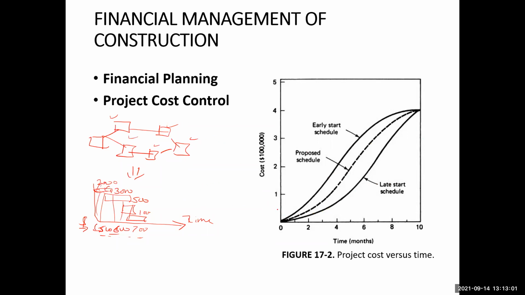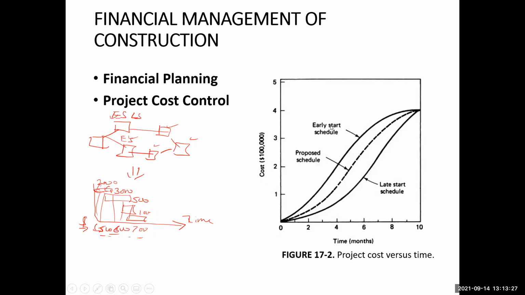Another curve we can create is for the early start schedule, where we have scheduled all activities at their early start times. And then we can create another curve where we have scheduled all the activities at their late start times. So we can get three kinds of curves: the proposed schedule, the late start schedule, and the early start schedule.